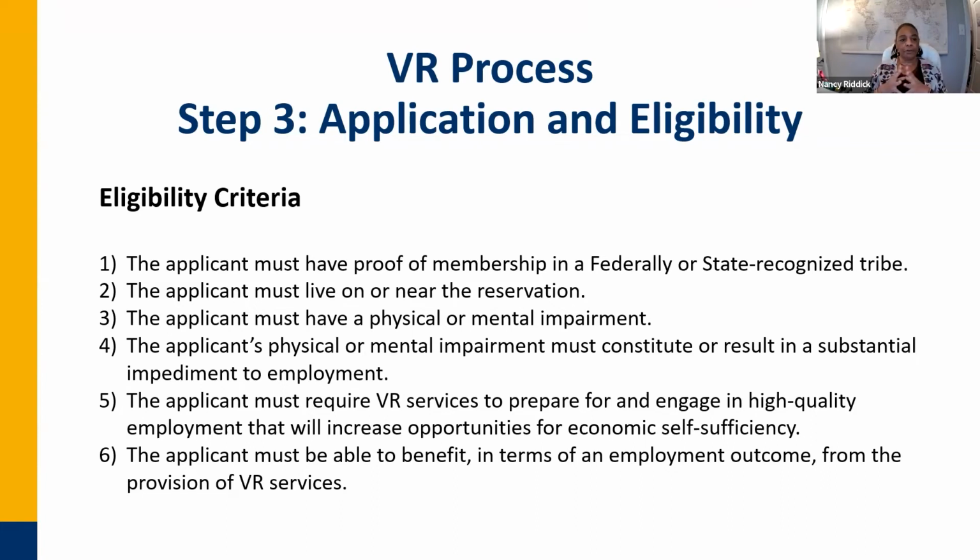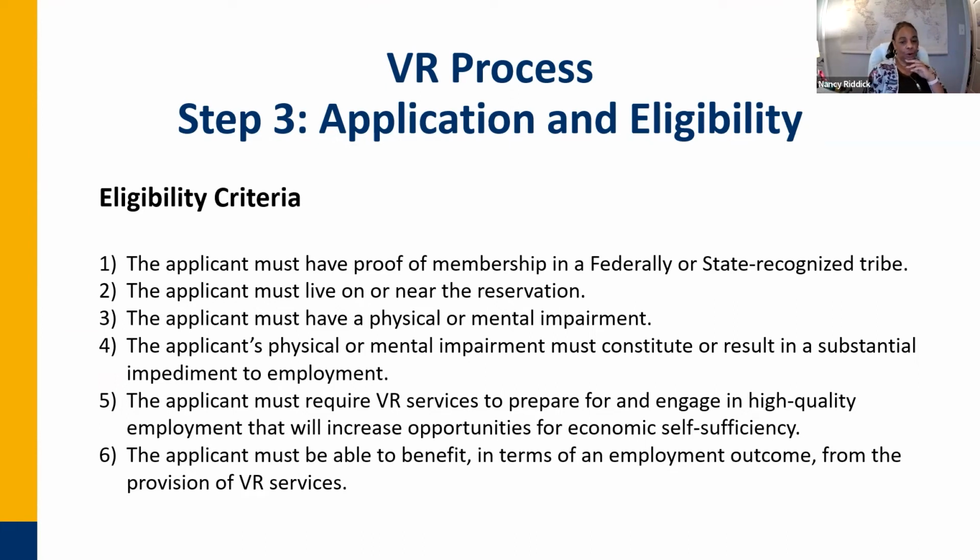All right, so let's go through the eligibility criteria. The applicant must have proof of membership in a federally or state recognized tribe. The applicant must live in or near the reservation. The applicant must have a physical or mental impairment. Now, let me stop right here, because I know some of this is redundant to a lot of you, but you know what? Why not get that refresher, okay? And so if we're missing something, it's here, okay? So please bear with us.